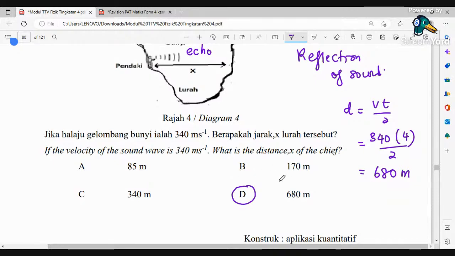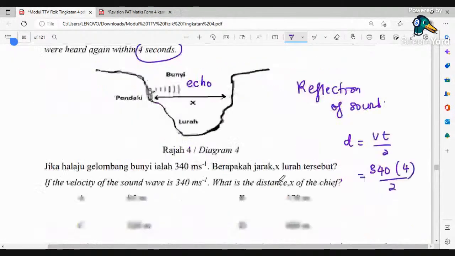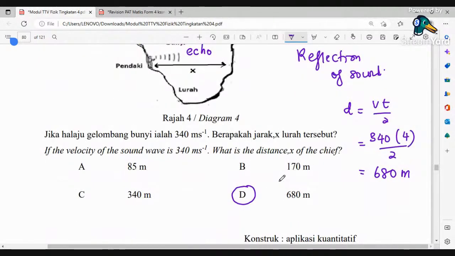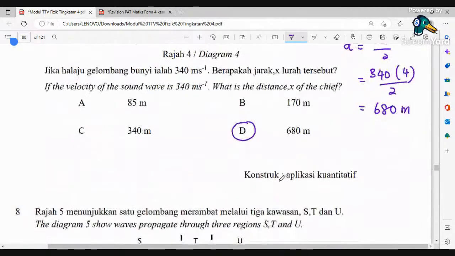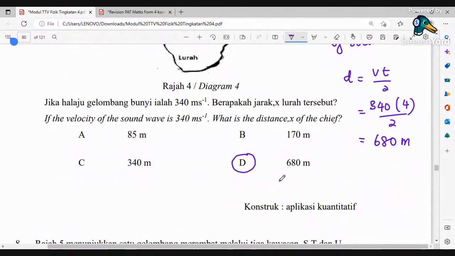Let's check again the answer. Okay, that one is for number 7.